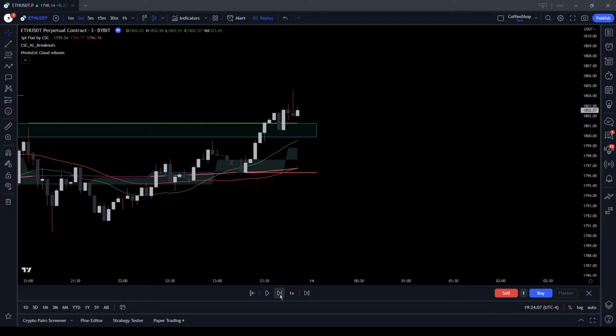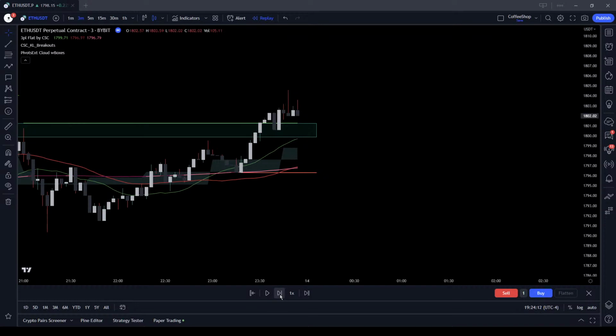Now, I'm not taking this trade yet till I see a long wick on the bottom. Not doing that.